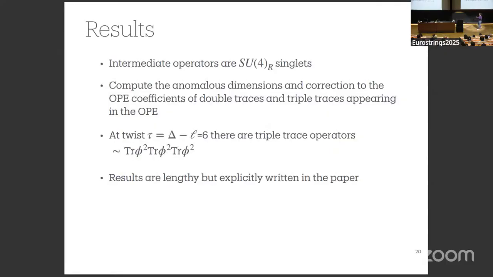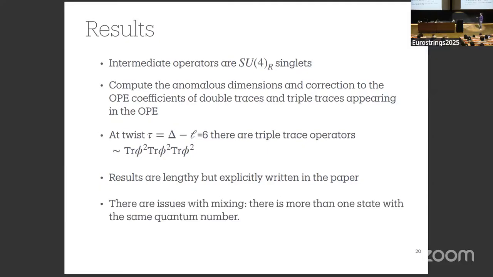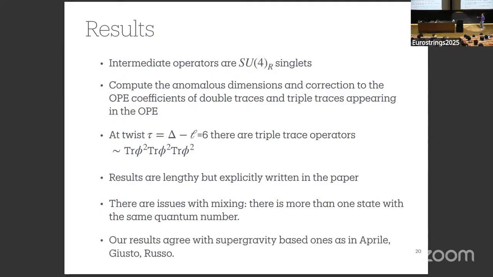The results are very long, so I didn't put them here because I don't think it makes much sense to show them to you, but there are explicit results for several twists. Then there are some issues with mixing, meaning that there is more than one state which has the same quantum number, but at low enough twist, there is only one operator, in particular in the triple trace sector. Let me just, sorry, this is very important. Our results agree with the supergravity-based ones that have been found in this paper here recently.